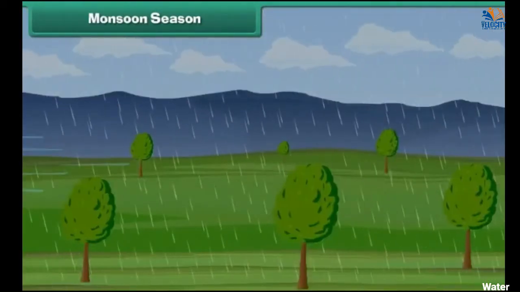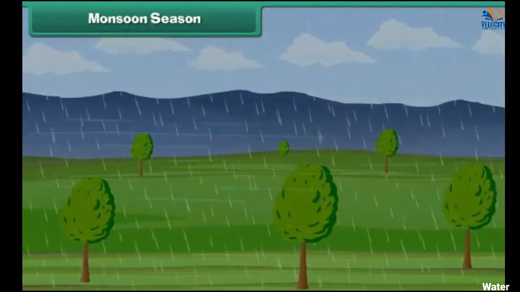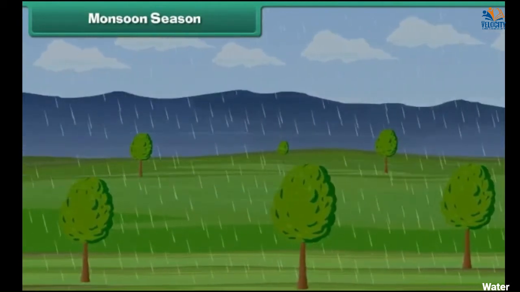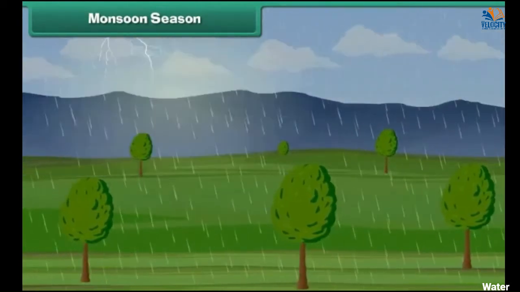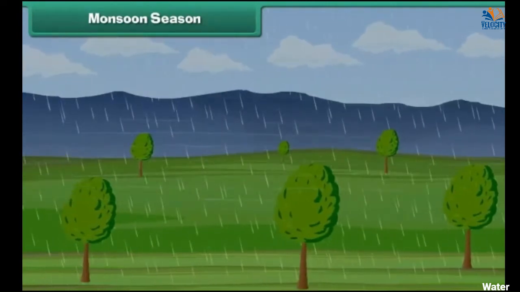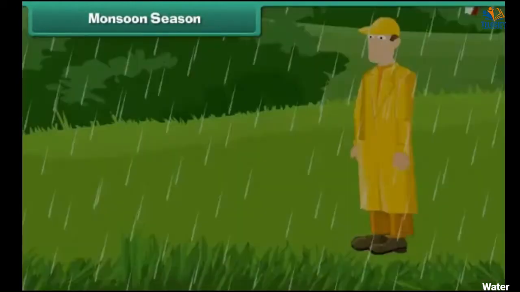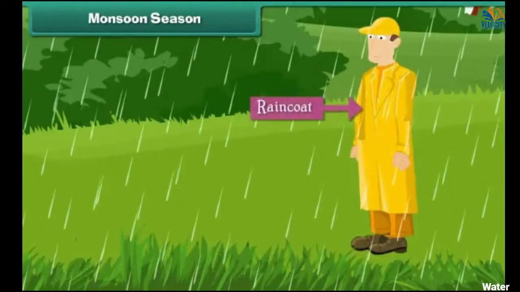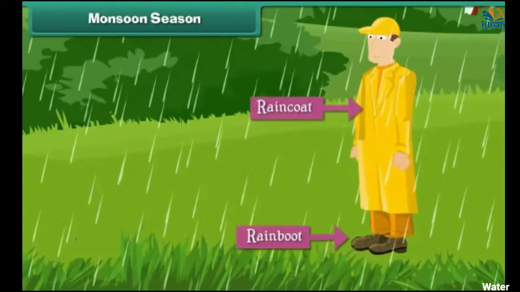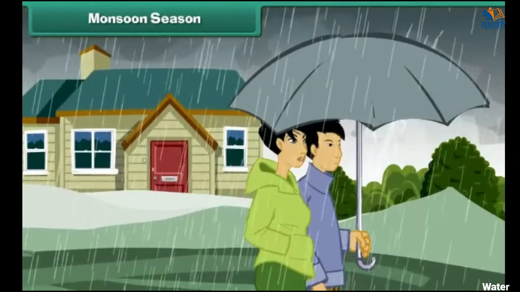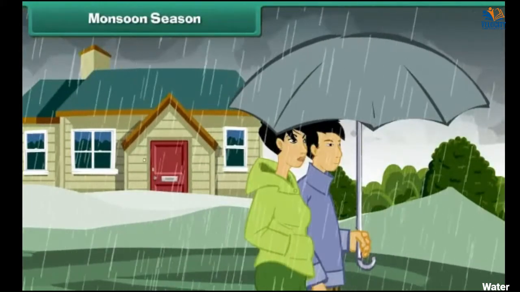Monsoon season. Monsoon refers to the wind that brings rains. That is why the season of heavy and continuous rainfall is also known as the monsoon season. During the monsoons, we wear raincoats and rain boots. We carry umbrellas when we step out of the house.